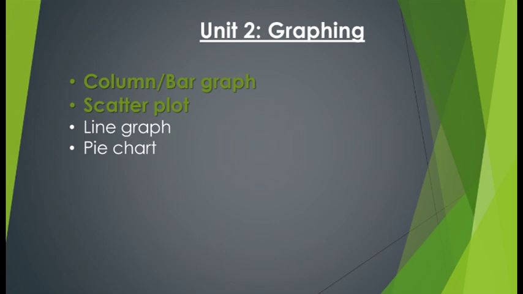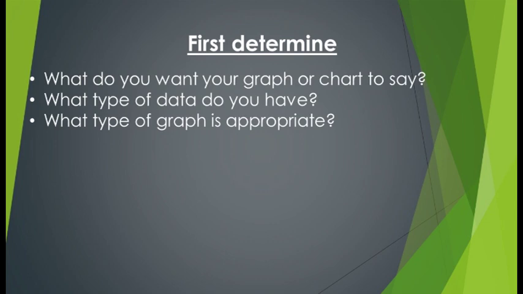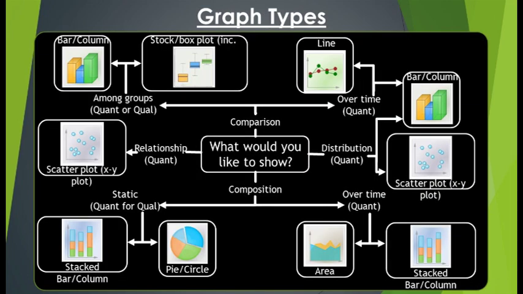The first step to graphing is to determine the type of graph you need to use. To do this, first ask yourself, what do you want your graph to show? Also, what type of data do you have? Is it qualitative, which are categories, or quantitative, which are numbers? After you know that, you can then determine what type of graph is most appropriate for your needs. To help you out, I've created this graphic.